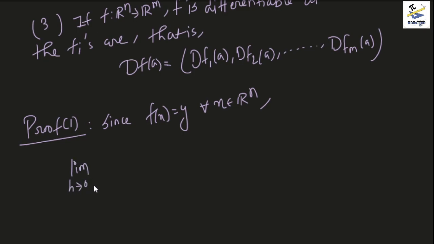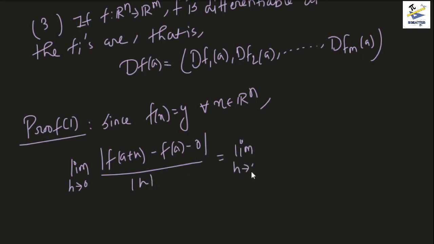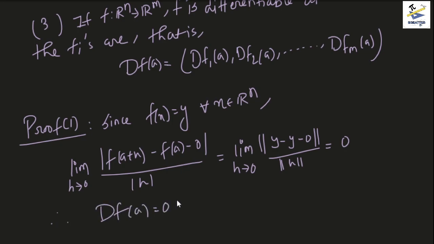Limit h tends to 0, f of a plus h minus f of a minus 0 divided by mod h. So this limit should be 0, and we see that as h tends to 0, now f of a plus h is y, and so is f of a, because it's a constant function, right? And of course with the norms. So this is basically 0 because the numerator has norm 0. So therefore df of a is basically 0, right?